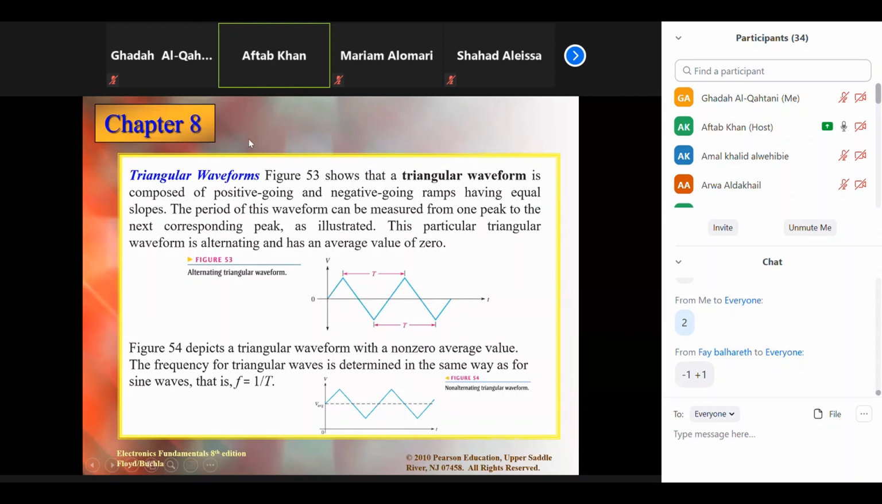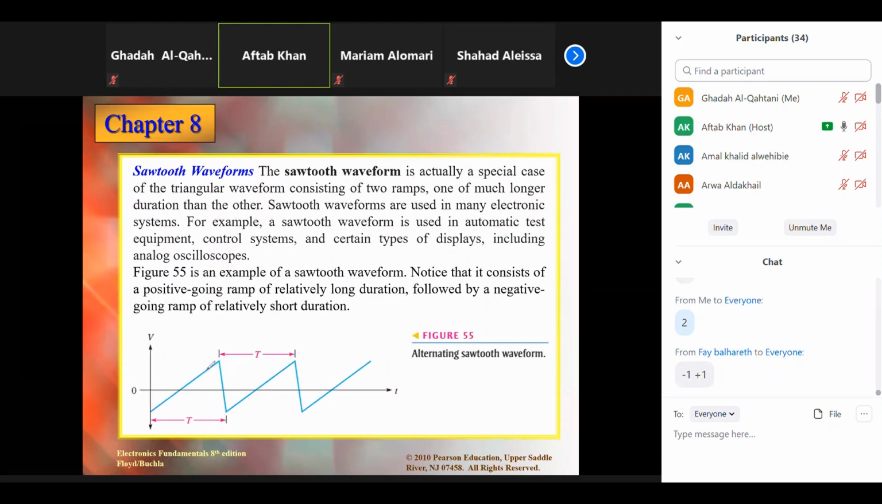Also, we have the sawtooth waveform. What is a sawtooth waveform? See here, a positive going ramp for a long duration, which is T, but the negative going part is a very short time. It is not exactly straight. You can see this is tilted, a little bit tilted. So this is called the sawtooth waveform. For your reference, they are all alternating sawtooth waves.